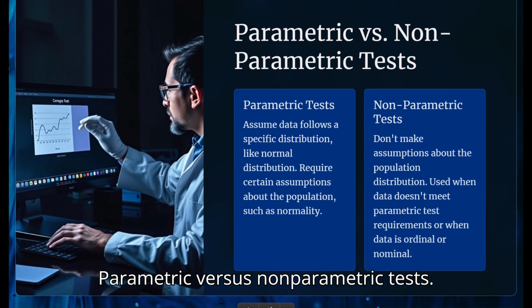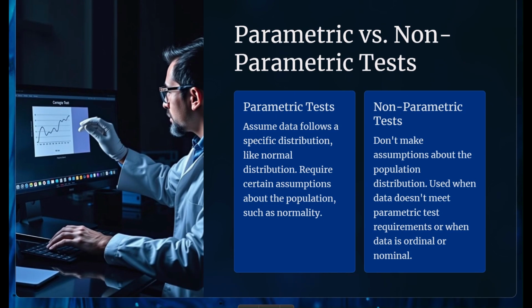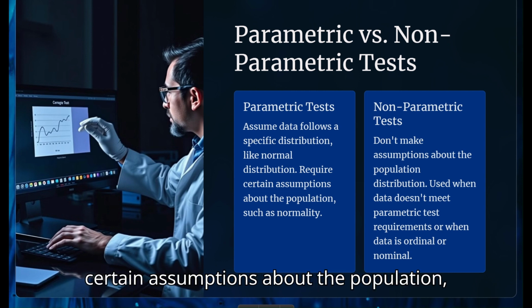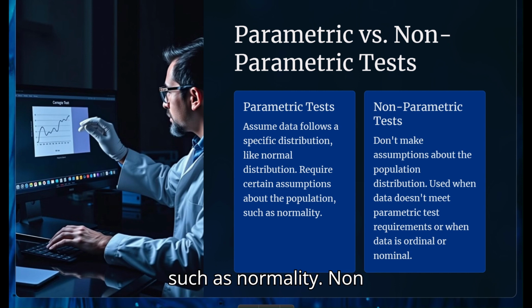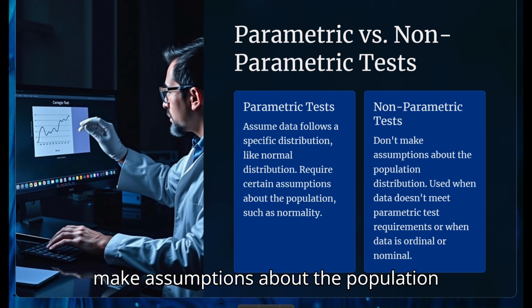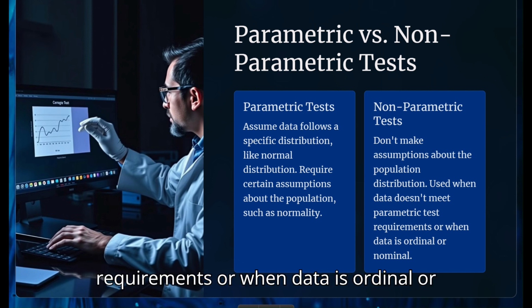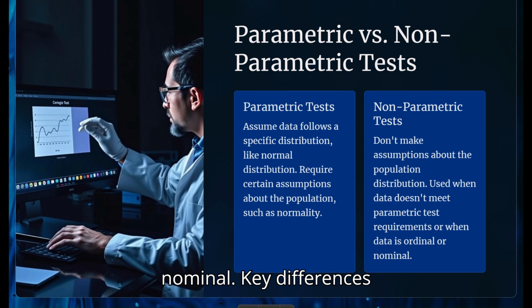Parametric versus non-parametric tests. Parametric tests assume data follows a specific distribution, like normal distribution. They require certain assumptions about the population, such as normality. Non-parametric tests don't make assumptions about the population distribution. They are used when data doesn't meet parametric test requirements or when data is ordinal or nominal.